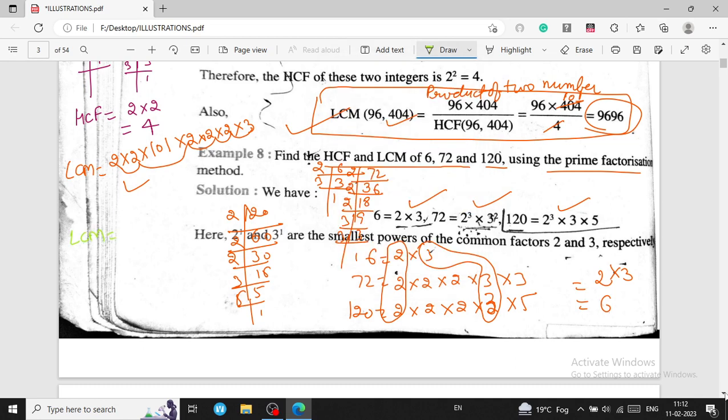LCM is equal to Px multiply Qx multiply Rx over HCF. 6 multiply 72 multiply 120 divided by 6. 6 cut with 6 and the remaining value is 12 to the 24, 12 7 the 84 plus 2, 86. This is your LCM.